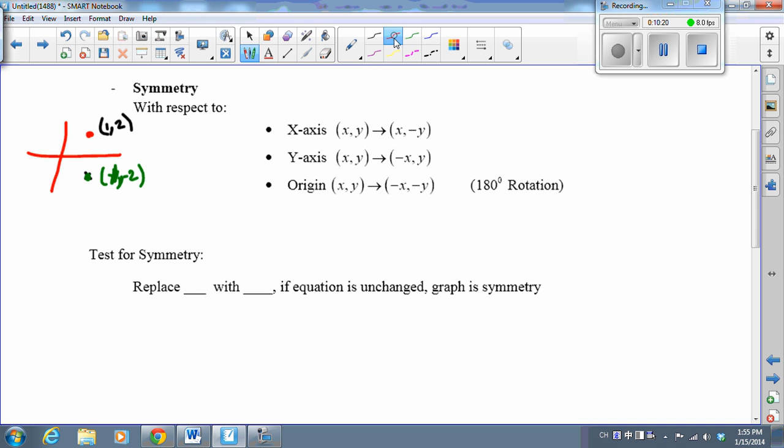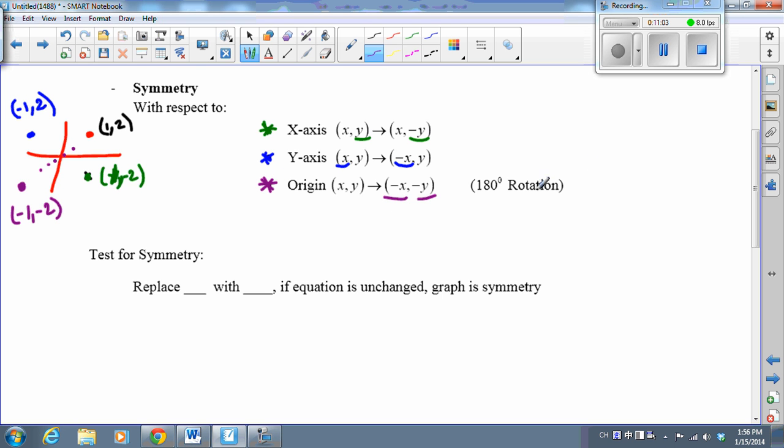Let's do now with respect to the y-axis. If I find the symmetry of this point with respect to the y-axis, I will end up with a point here. Coordinates will be (-1, 2). In other words, the only thing that changed is the x value. With respect to the origin, I'm translating this across the origin, and it will give me a point here with coordinates (-1, -2). In other words, both of them change sign.